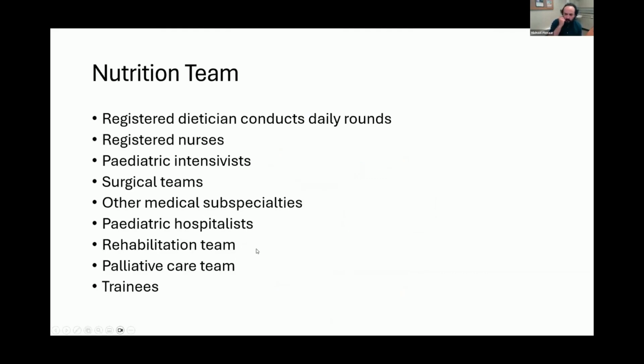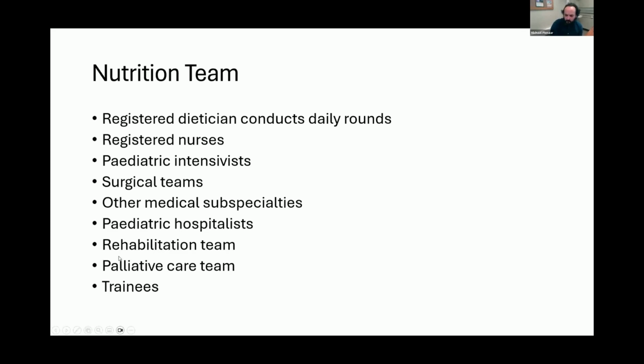So what does our nutrition team look like in the Free State? We have a registered dietitian who conducts daily ward rounds with our patients. We don't have access to calorimetry. We use the Schofield formula, but we obviously have a large team involved in this, which includes our nurses, the intensivist team, our surgical teams, and many of our other medical subspecialties like gastroenterology. We have pediatric hospitalists involved, and then other members of our rehabilitation team moving out of the acute phase and into the rehabilitation phase.